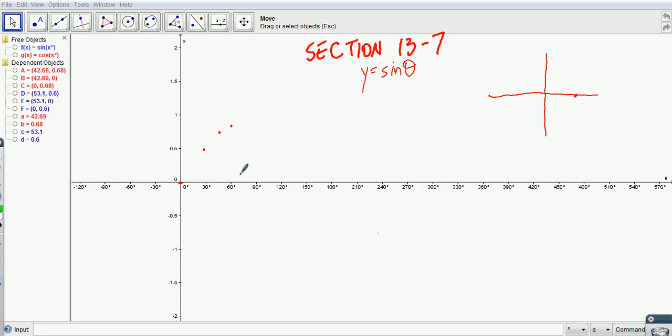Let's see what happens. So what's the next one? We had 60 degrees. Let's go 90 degrees. At 90 degrees, that's up here like this. At 90 degrees, that's 0, 1. So what's the sine of 90 degrees? It's a 1. So again, where do you think that is? Is that about right? About right there?